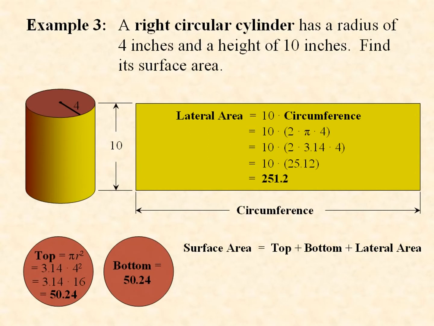And so the surface area is the top plus the bottom plus the lateral area. And we have 50.24 square inches plus 50.24 square inches plus 251.2 square inches. And again, I used a calculator, and I got 351.68 square inches.